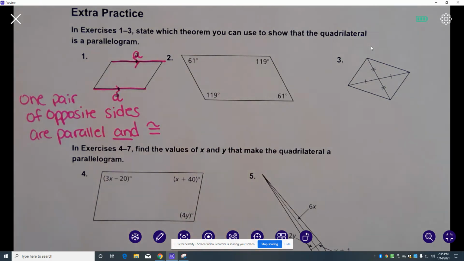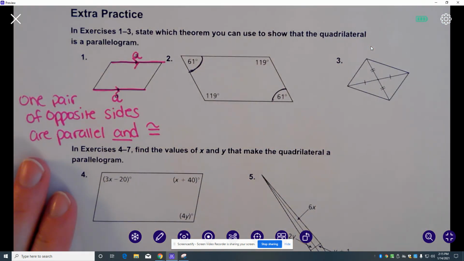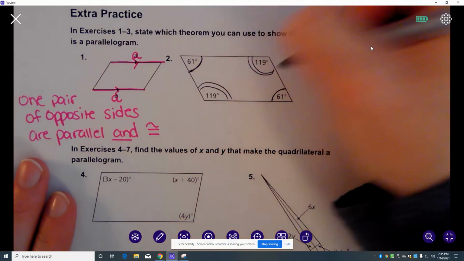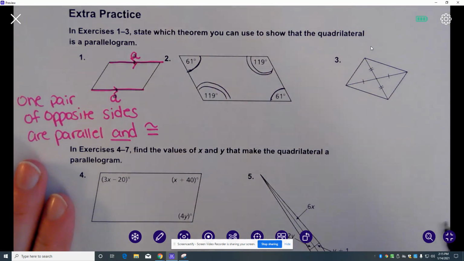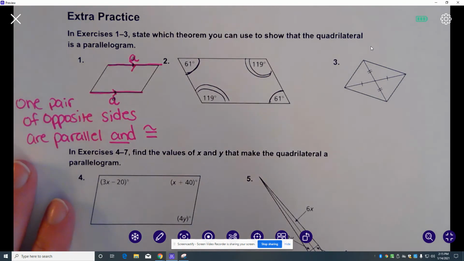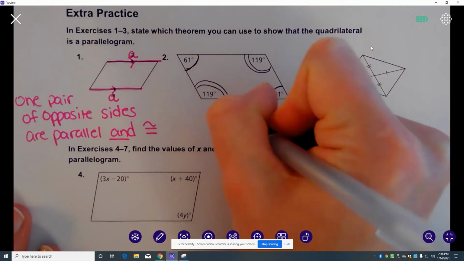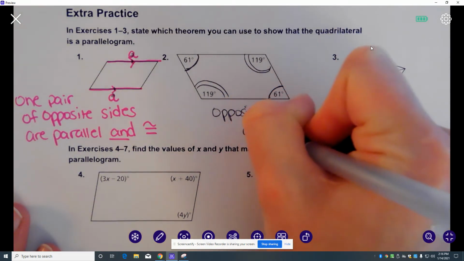All right, let's figure out how we know number 2 is a parallelogram. Well, they tell us that these two angles are 61 degrees, so they are congruent. And these two angles are 119 degrees, meaning they are congruent. We know if both pairs of opposite angles are congruent, it must be a parallelogram. So we know that opposite angles are congruent.